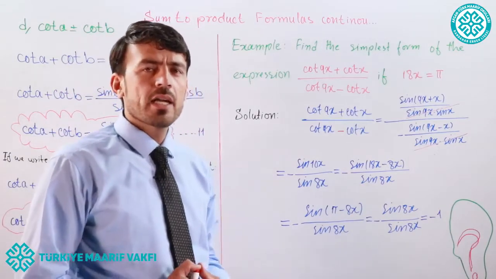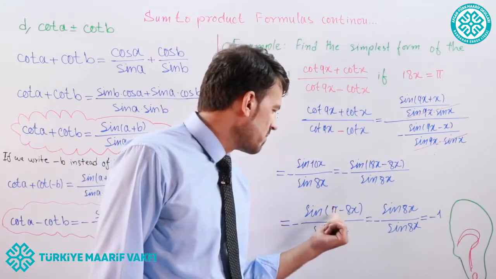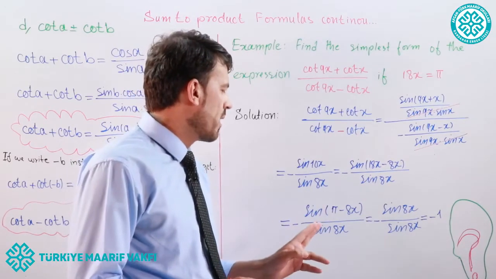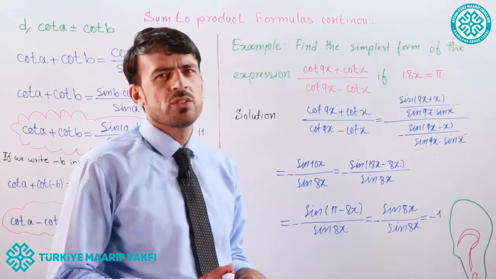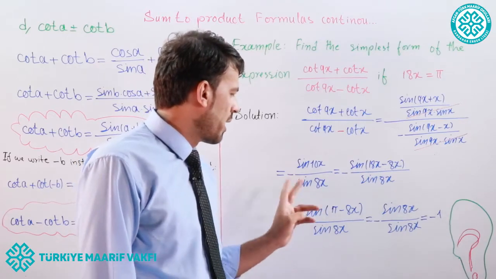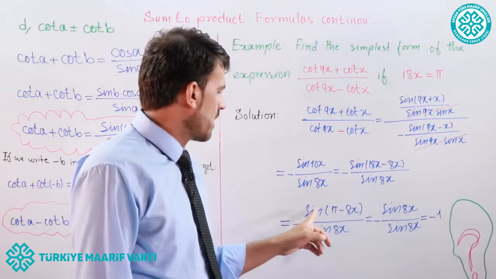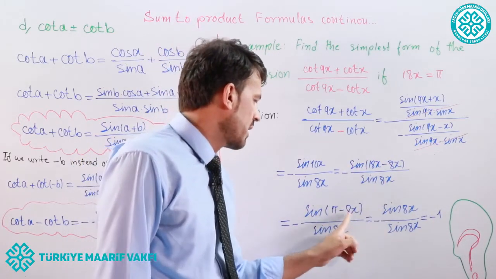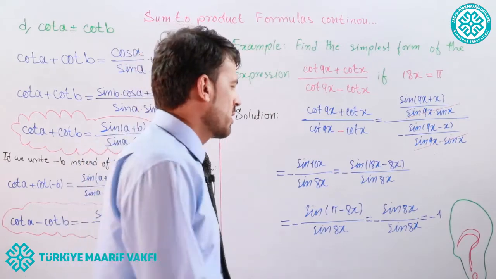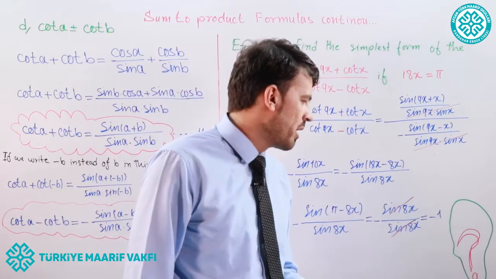We can apply the reduction formula. How can we apply the reduction formula? At first, pi is an even multiple of 90 degrees, so the function will not change to its cofunction. Also, sine is positive in the second quadrant. So we can write only sine 8x. Also, we have sine 8x in the denominator. So these two will be cancelled with each other. The answer of our example will be minus 1.